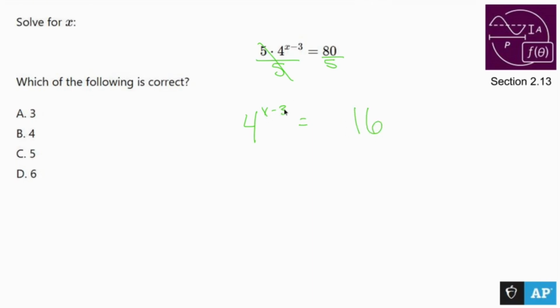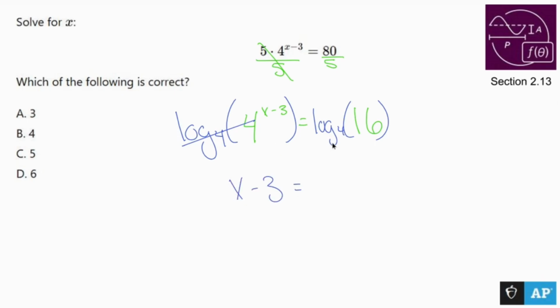Now, x is an exponent trapped up here. I have to get rid of the base 4. So how do I get rid of the base 4? Log base 4 both sides. That crosses out. Drops down the x minus 3.